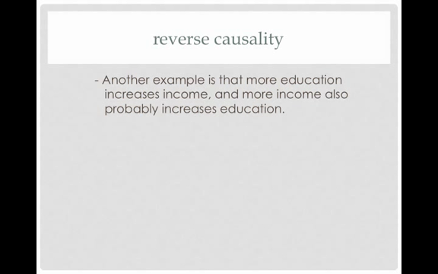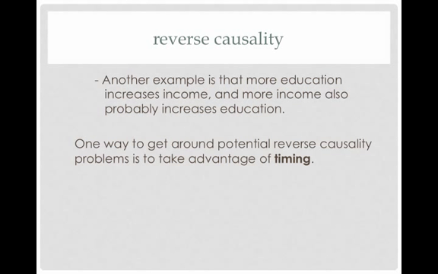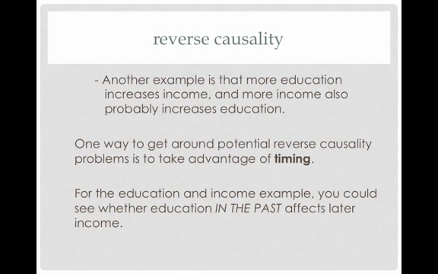Another example is that more education increases income. So your model might be income is a function of education, but it's also true that education is a function of income, because if you're richer, you can buy more. One way to get around potential reverse causality problems is to take advantage of timing. For the education and income example, you could see whether education in the past affects later income.